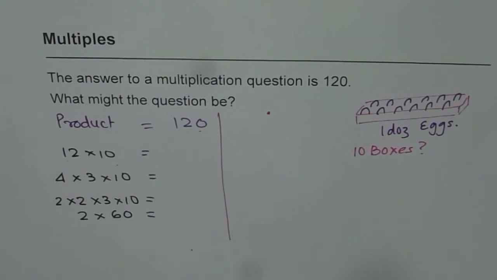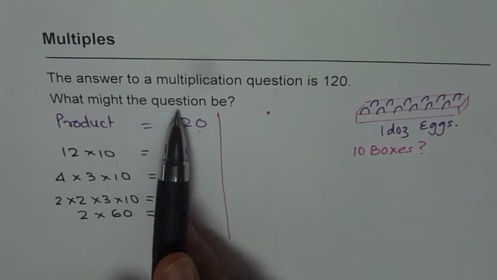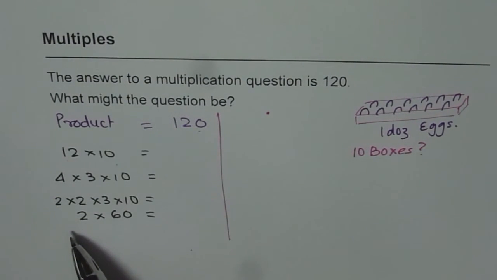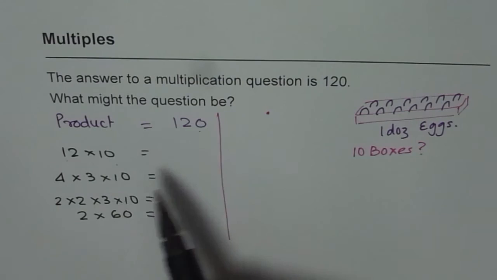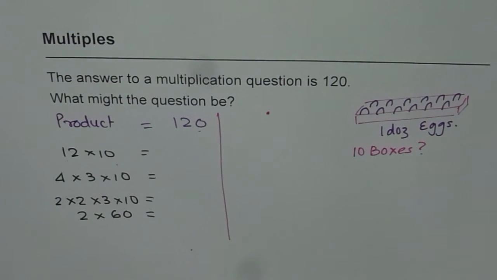Now, I'll request you to write down your own questions in the form of products. When you multiply 2 or 3 numbers, you should get 120. Or you could write down a word problem like I gave you.